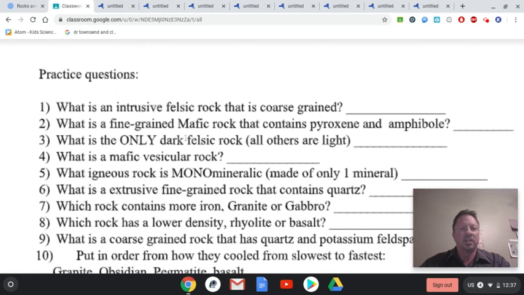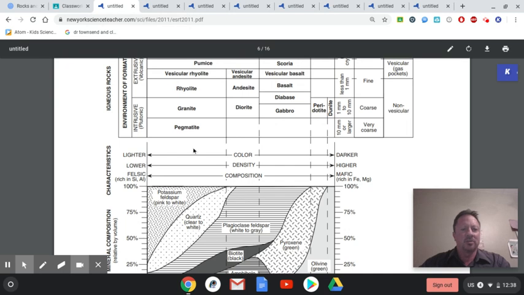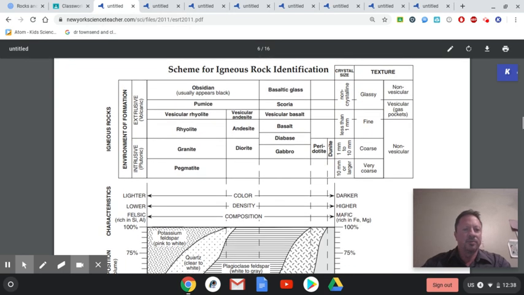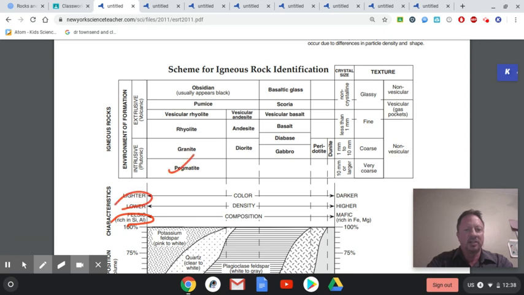What is the only dark felsic rock? All other ones are light. So if we look over here, we see felsic rocks. They're all light colored. Light, light, light, light, light. The only one that's not light is that one, obsidian, which usually appears black.